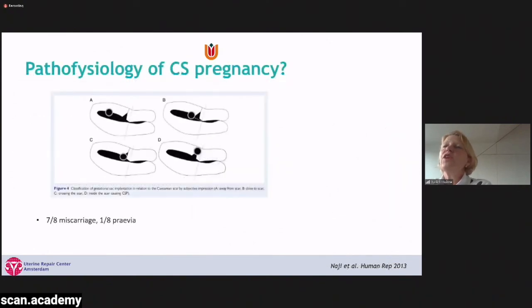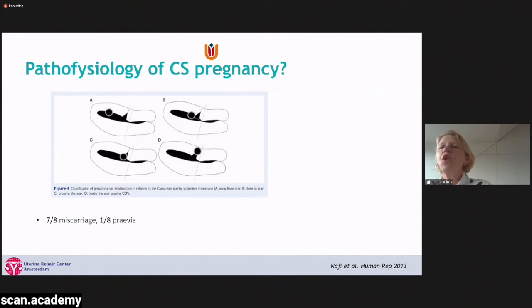On the other hand, we also know from a study from Osama Naji that if an embryo implants at the site of the niche or in the niche, the risk of miscarriage is very high. So 7 out of 8 pregnancies that implanted in the niche ended up in miscarriage. So apparently the niche is not a very optimal environment for implantation.